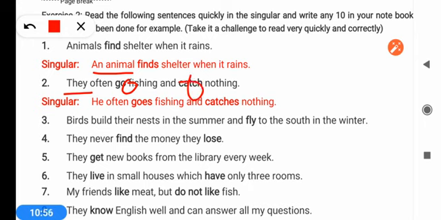Now you have to change into singular. So he is the singular, or she is the singular. He often goes fishing and catches nothing.